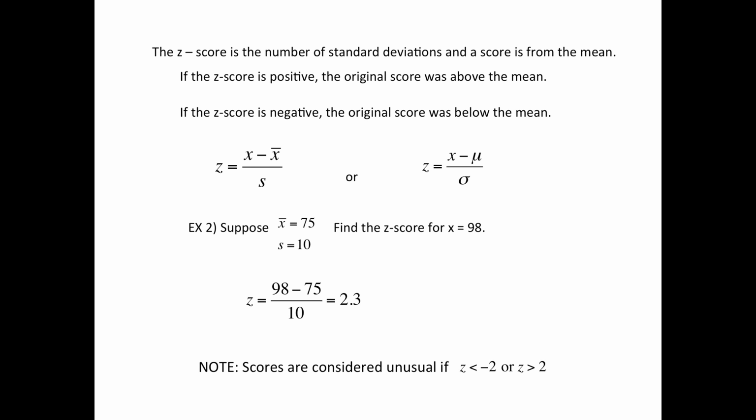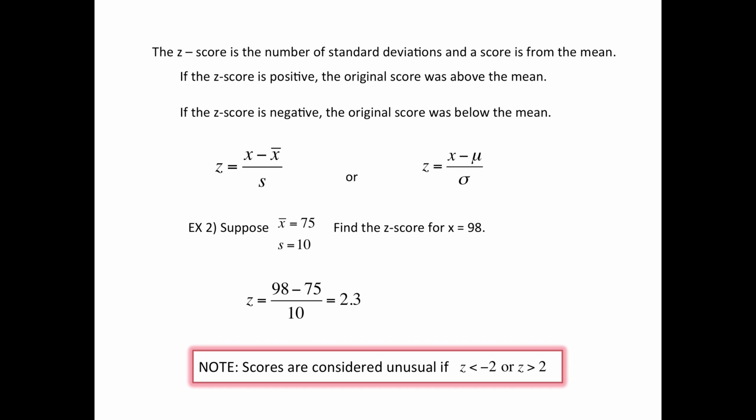So in general, we say scores are considered unusual if the Z-score is less than -2 or bigger than 2. This is an important idea that we're going to use quite a bit. So when you see the word unusual, it will say something like, this guy is 7 feet tall. Would you consider that unusual? That's a key word saying find the Z-score. See if the Z is over 2 or if it's under -2.